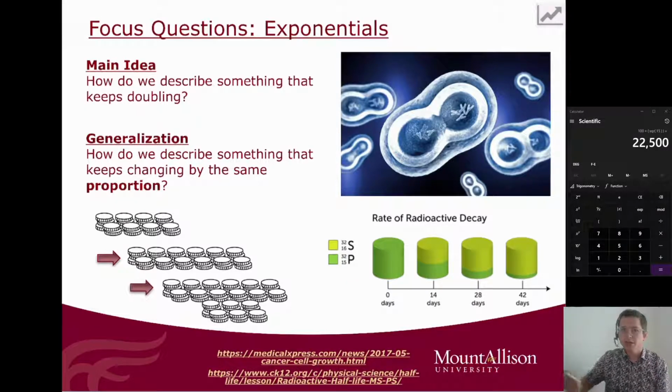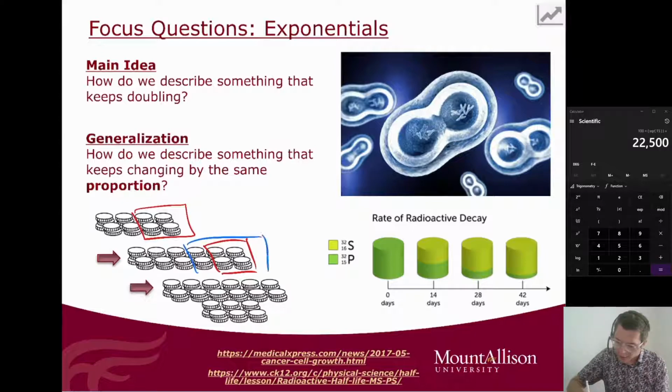Now, the generalization to this, because something might keep doubling, or it might keep tripling, or it might only go up by a little tiny bit: how do we describe something that keeps changing by the same proportion? So in this particular case, we see from looking at this investment, say, for example, it went up by about 50% the first time, and then it went up by 50% the second time. So we can say that it went up by a proportion of 50%.